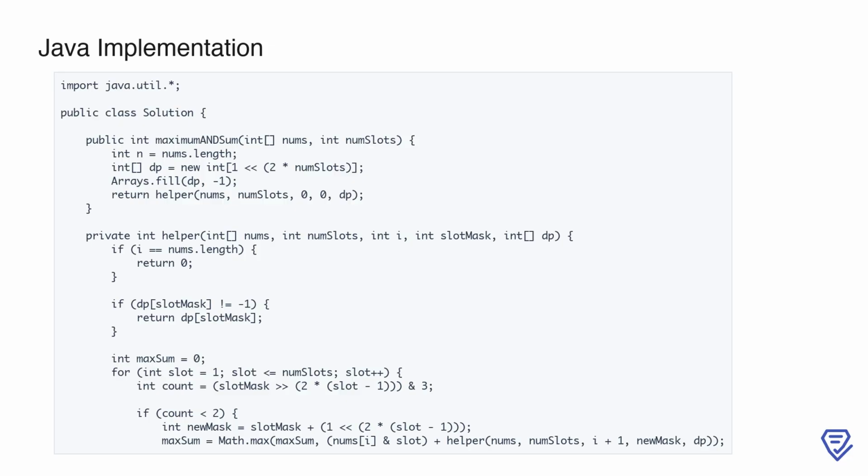Inside this method, we initialize n as the length of the nums array and create a dynamic programming array dp of size 1 << (2 * num_slots). This size accounts for all possible states of slot assignments, as each slot can hold up to 2 numbers. The dp array is filled with -1 to indicate uncomputed states. Finally, the method calls a helper function, passing in the nums array, the number of slots, the current index i initialized to 0, the slot mask initialized to 0, and the dp array. The helper function will recursively calculate the maximum AND sum.